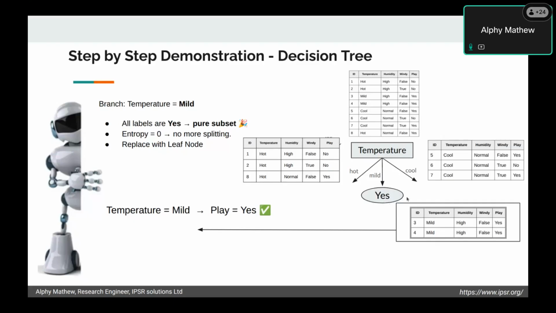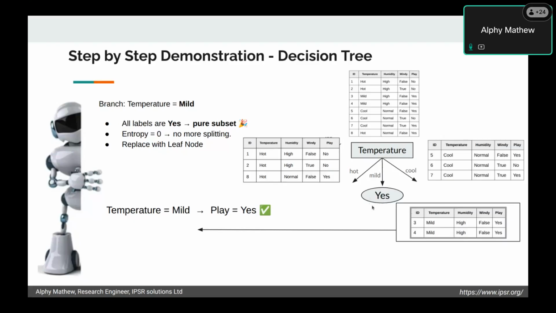Leaf node is represented as an ellipse shape. Okay, so for the branch temperature equal to mild, it is always yes. So this is directly going to our decision, that is, if temperature is mild, the child goes for play. Okay, so for this branch, we do not want to split further because the data set was pure, so we replaced it with the leaf node.